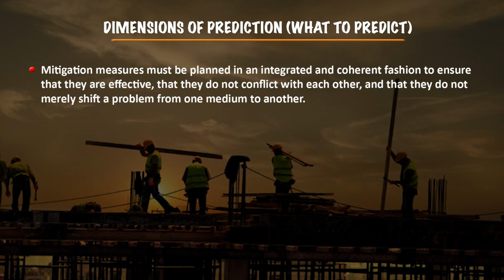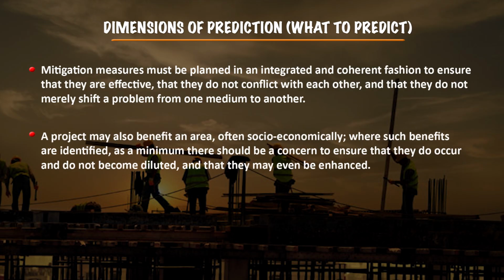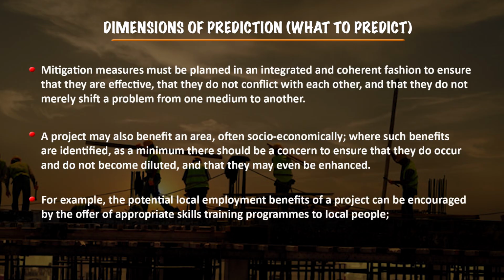Mitigation measures must be planned in an integrated, coherent fashion to ensure that they are effective, that they do not conflict with each other, and that they do not merely shift a problem from one medium to another. A project may also benefit an area socio-economically, and such benefits should be identified beforehand. As a minimum, there should be a concern to ensure that they do occur and do not become diluted, and that they may even be enhanced. For example, the potential local employment benefits of a project can be encouraged by offering appropriate skill training programs to local people.